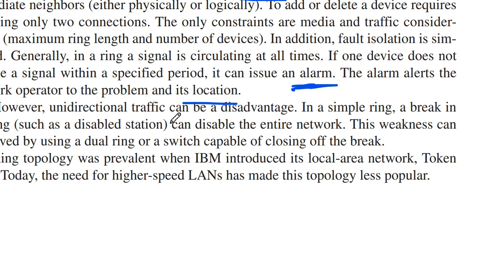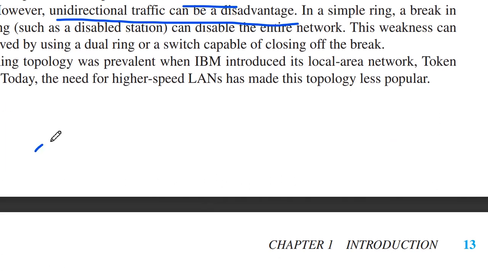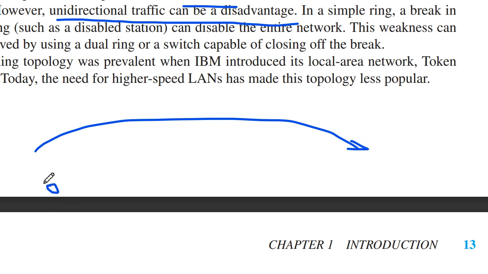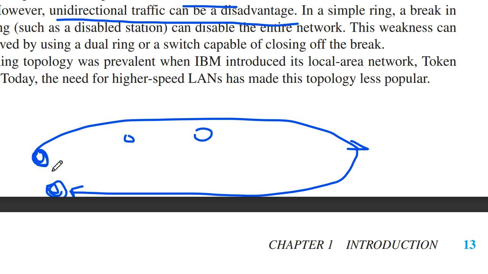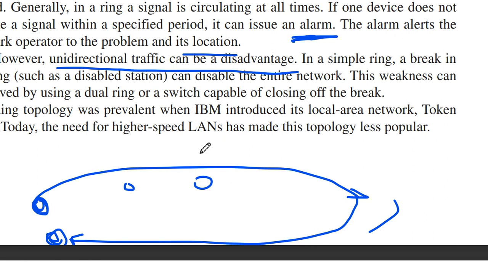However, unidirectional traffic can be a disadvantage. This is one disadvantage of the ring topology. It means that if the signal is traveling from this to this, it will not travel the same way back, only one direction. If a device is here, here is also a device, and it has to reach the end only. Though the receiver is very near to the sender, it has to go this way and come back. That is the disadvantage of this ring topology.